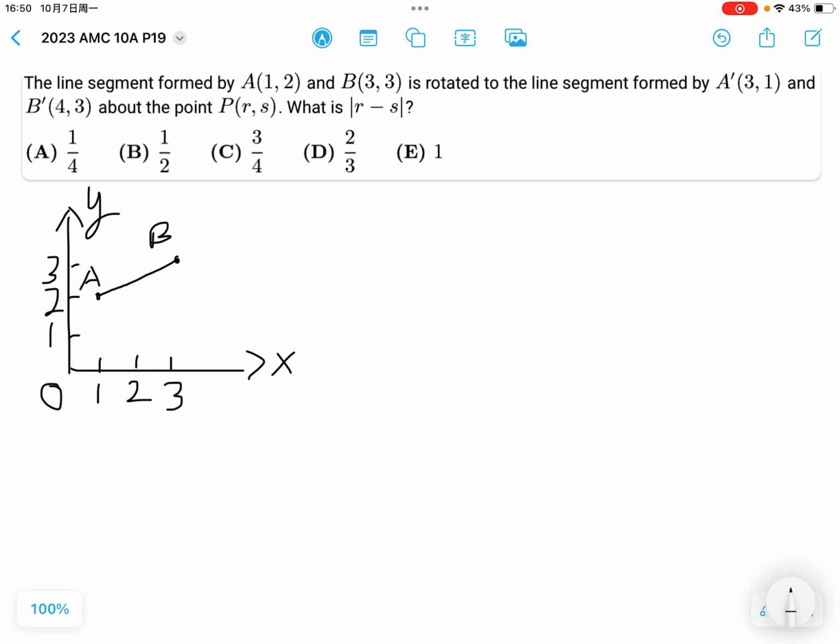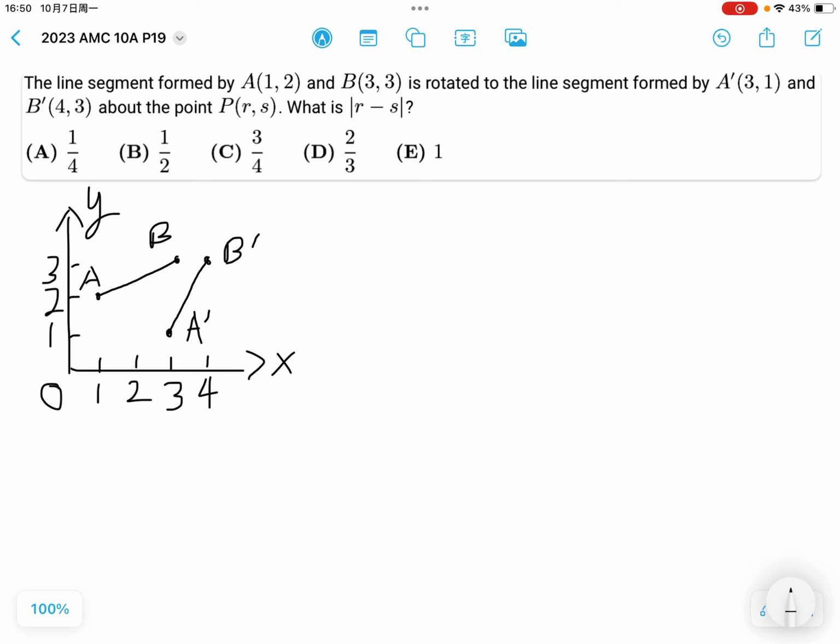Okay, what about A prime? 3, 1, so this is A prime. What about B prime? 4, 3, so this is B prime. And we're going to have to connect these two points again. So we have 2 line segments, and there's this rotation about the point P(R,S). So we just want to find the point P. So this right now does not look really like a rotation, more like a transformation. So how do we rotate from this to this?